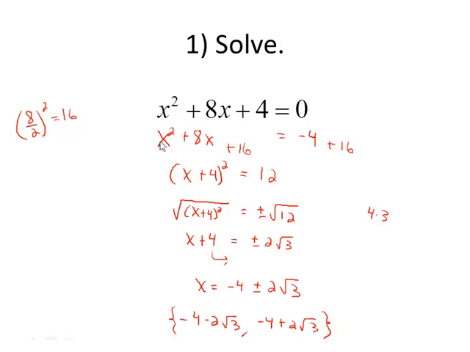So again, isolate the variable terms first. Add the magic number, half of b, squared, to both sides. Then we solve by extracting square roots.